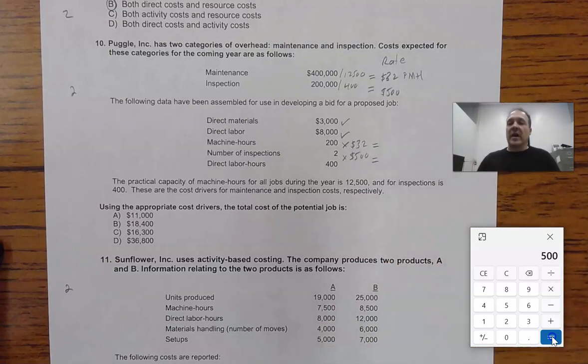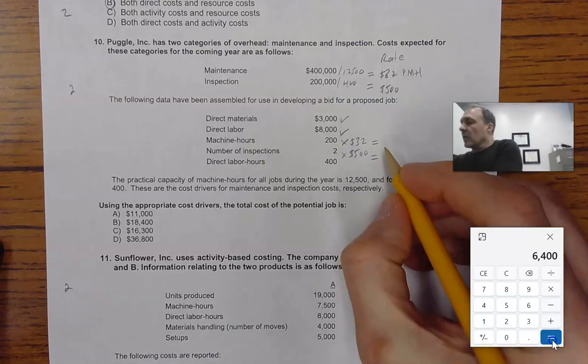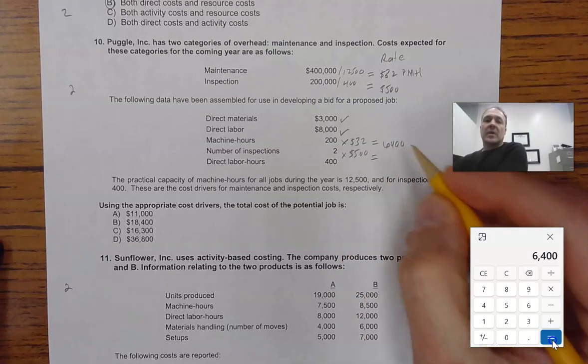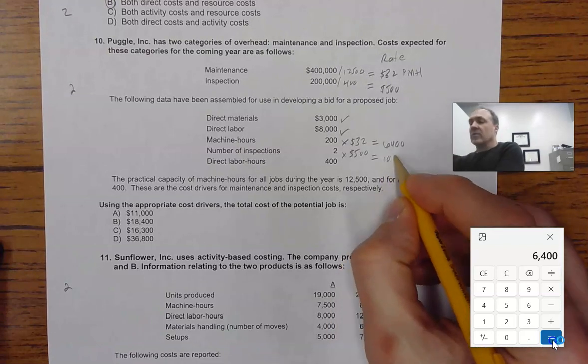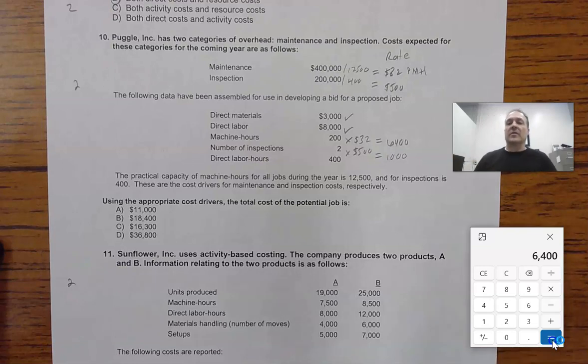So let's see what we've got. We've got 200 machine hours times a rate of $32 per machine hour is 6,400. And 2 times 500, I think we can agree, is 1,000. All right, so since I've got the 6,400 on my calculator already, I'm going to add the 1,000 to it for the inspections.